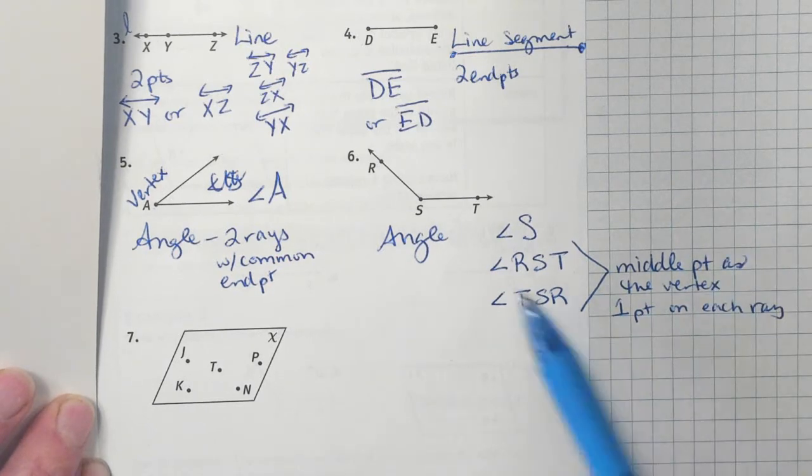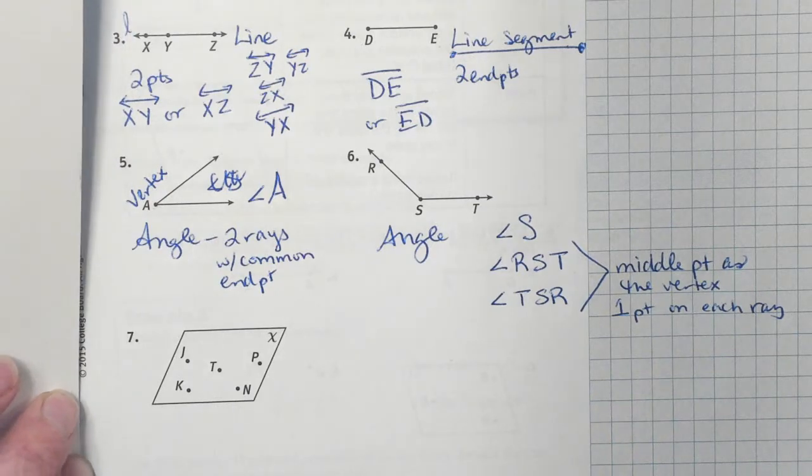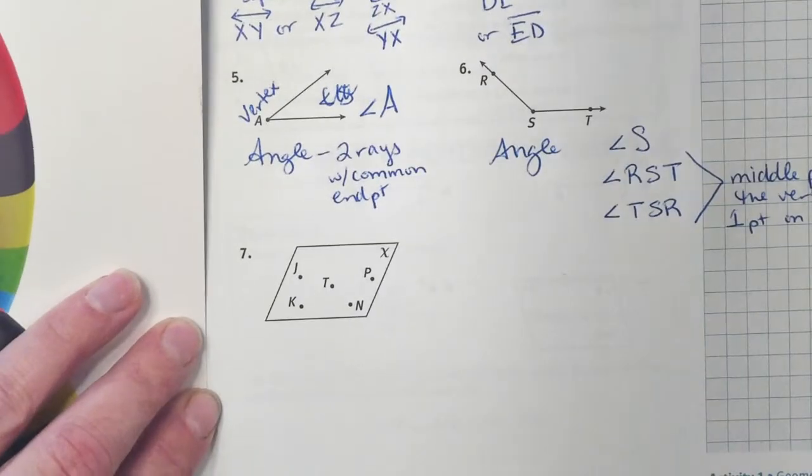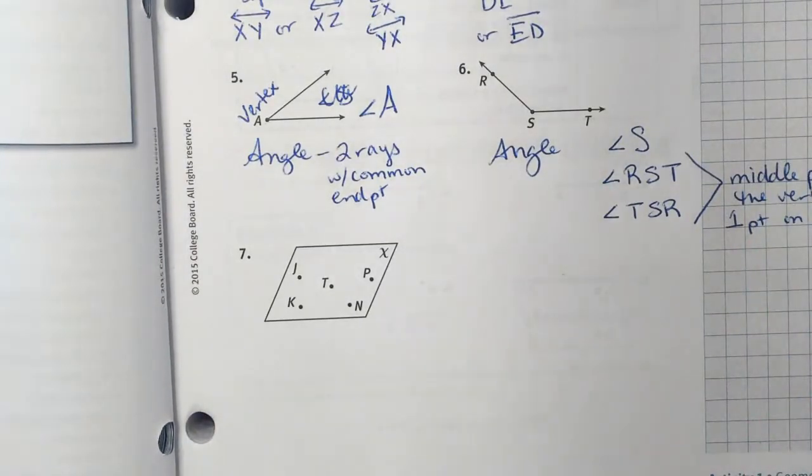That's really important that we can utilize 3 different points to name an angle, because maybe we have angles that are coming together in different locations and we have to write all of that down. And I'll show you an example of that. I want to take a look at number 7. On number 7, it kind of looks like we've just got like a box there. You might remember that's called a parallelogram.